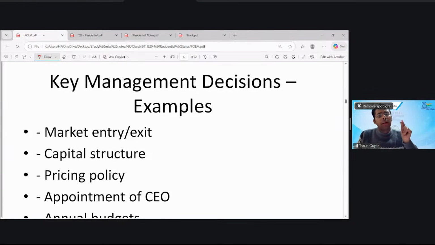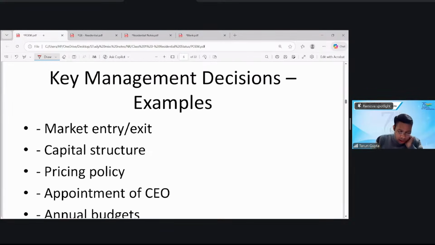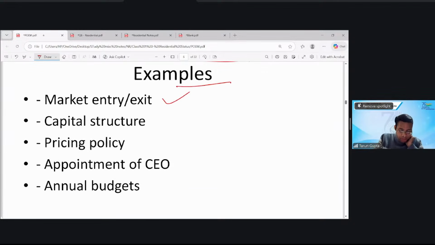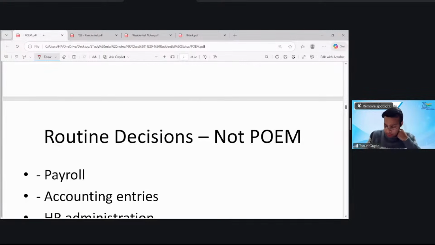It's just one or two sentences so that it hits your mind. Key management decisions. What are the key management decisions? Examples: which market to enter or exit, capital structure, pricing policy, pricing of the product, appointment of senior management, annual budget, who approves. These are key management decisions.